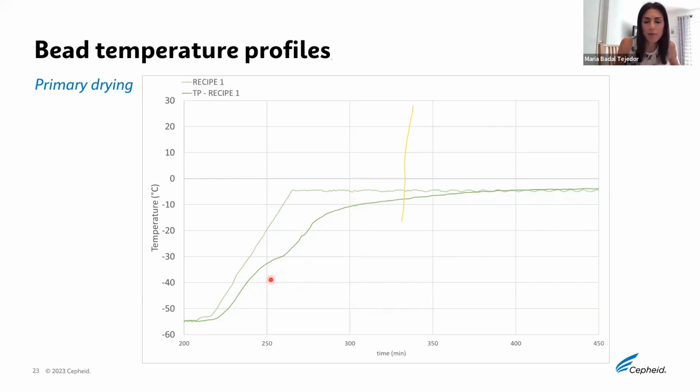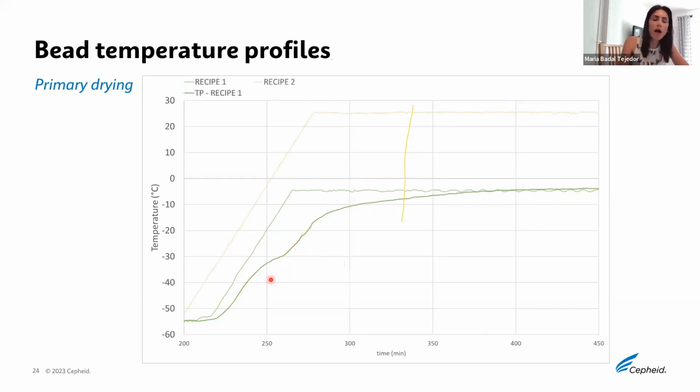So the bead follows the set ramping rate until sublimation starts. It's important to keep in mind that here we had a set pressure of 200 millitorr, which means that sublimation will start around -34 degrees. In this case, it starts at -32, -33 degrees, which aligns very well with what theory says. After sublimation starts, part of the energy is used to sublimate water, and part is used to increase the temperature of the bead, so it does so at a slower pace than before sublimation started.